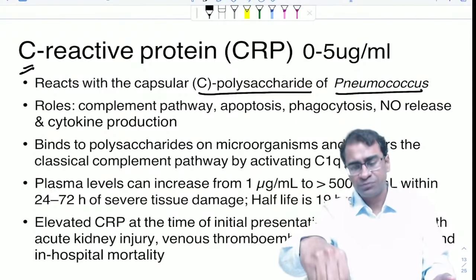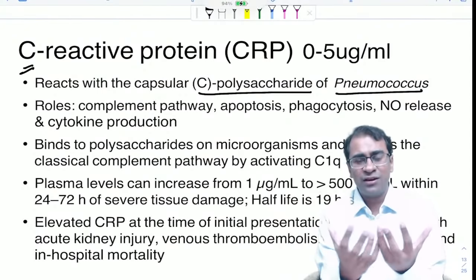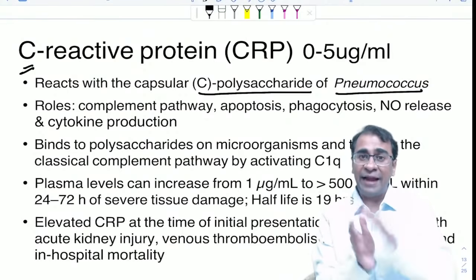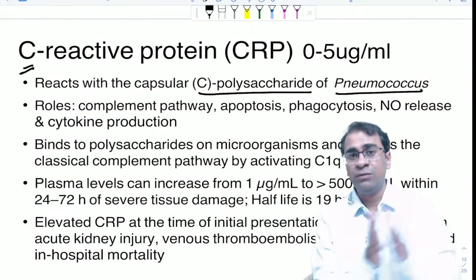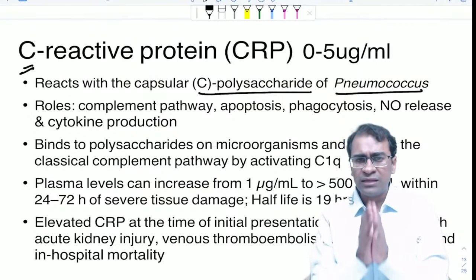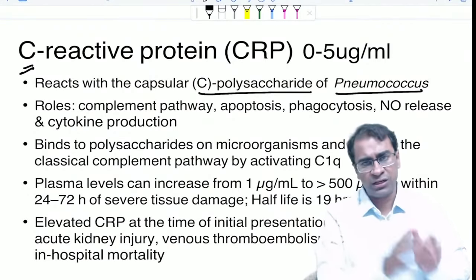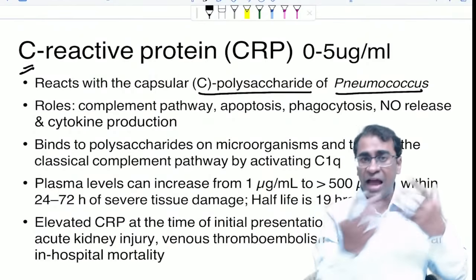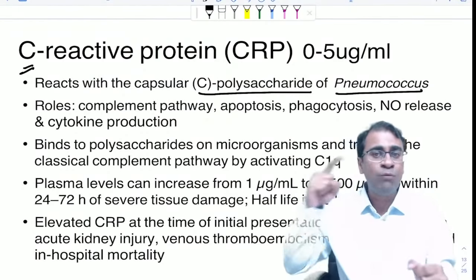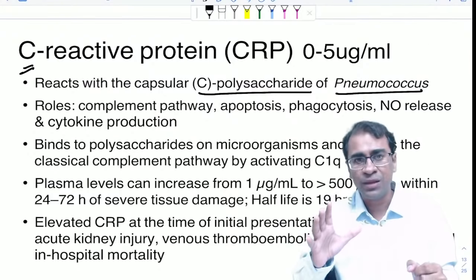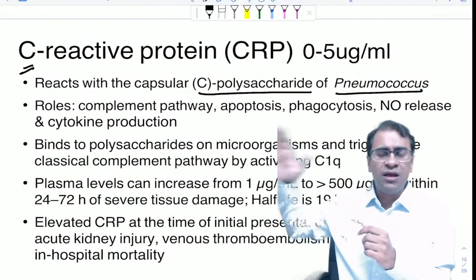If you are interested in the history, what happened in 1931, a few scientists were working on a patient who had got infected with the pneumococcus, and they observed that in a patient with pneumococcus infection, some proteins are increasing. They understood those proteins are reacting, especially against the pneumococcal protein of the bacteria. And hence they called it C-reactive protein.